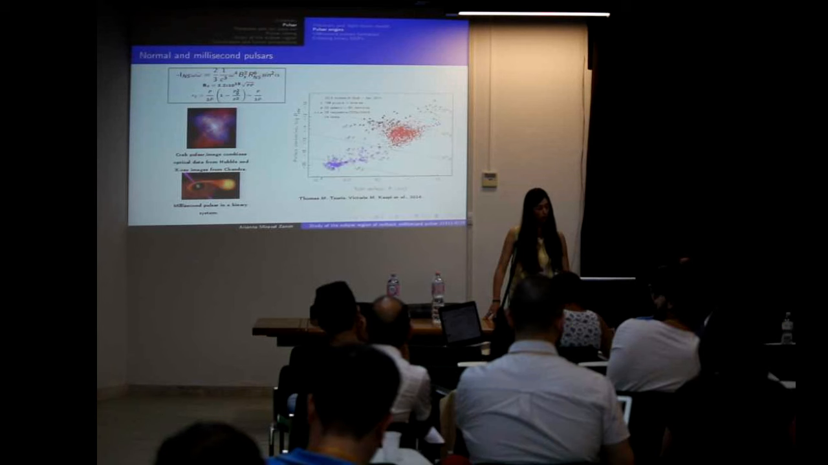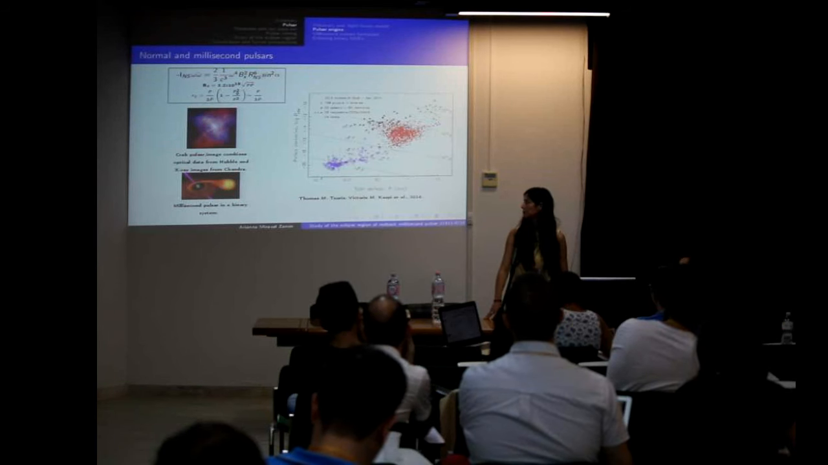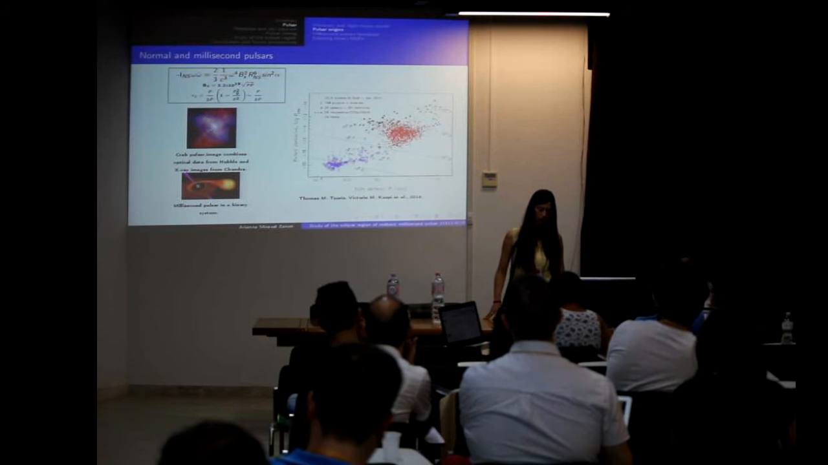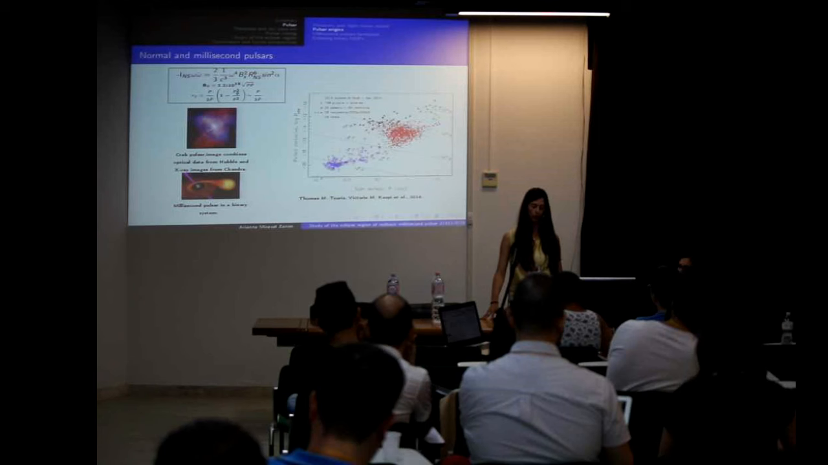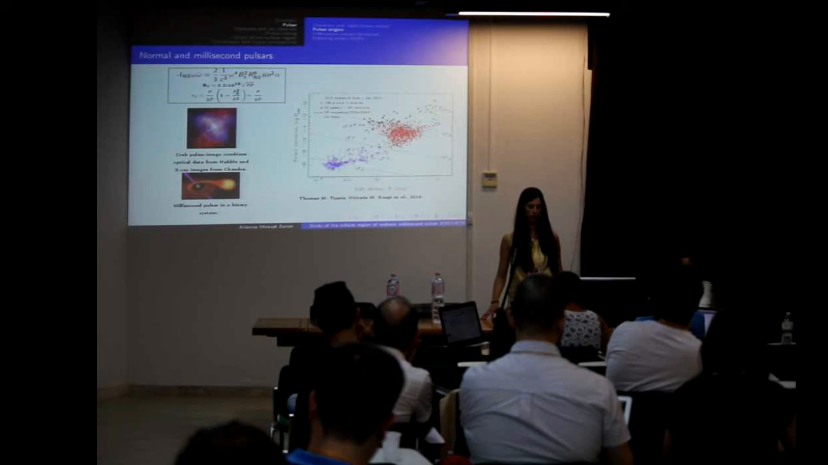On the contrary, millisecond pulsars, which have been recycled by accretion from an evolving binary companion, stay in the bottom left of this diagram. They have a weaker magnetic field, mostly are in binary systems, and are also very old, with ages of 10^9 years.